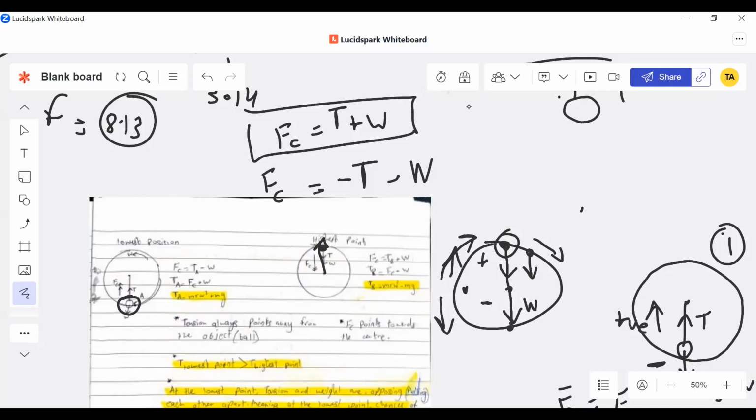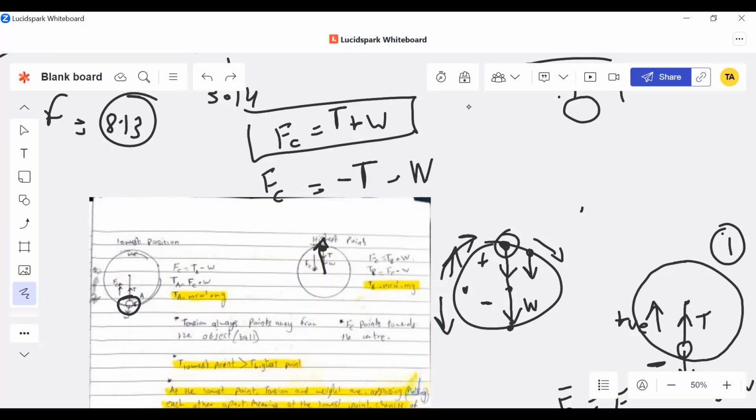Fc is T plus W. So this is the type of question that can come in your exam. They'll give you two scenarios and tell you to make a formula, and they'll give you options like Fc is T plus W, T minus W, T multiply W. And if you know the concept, then you can answer the question.